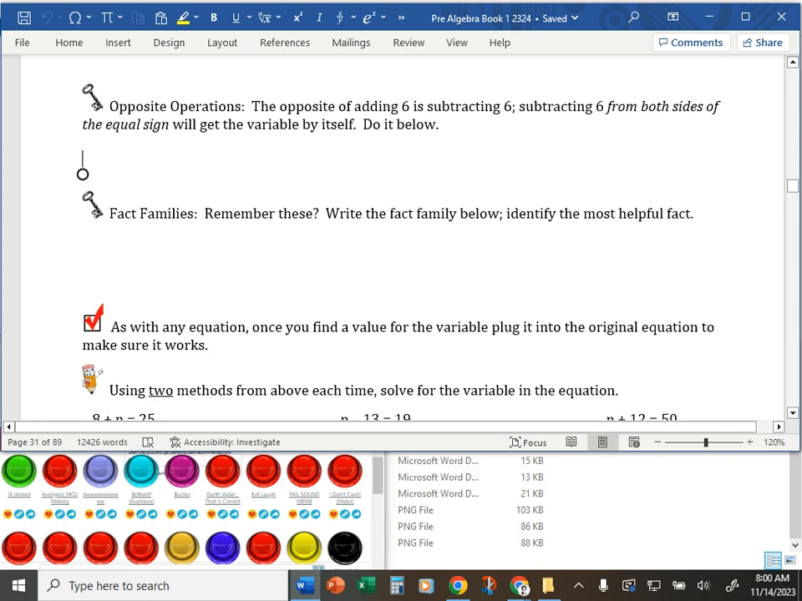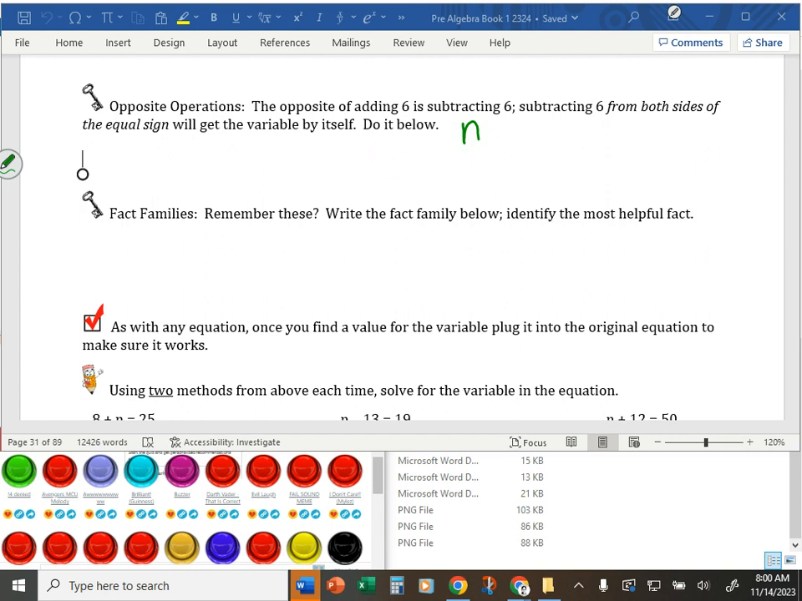So the original equation is n plus 6 equals 18. I'm going to write that again a little bit smaller. What is the opposite operations method to solve this? And I know that a lot of you can solve this mentally, and that's awesome, okay? But you're going to get to equations, I promise you, that you cannot do mentally.